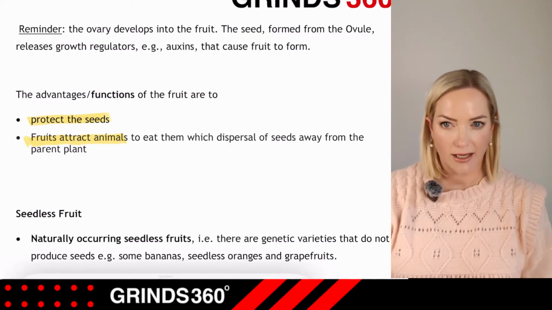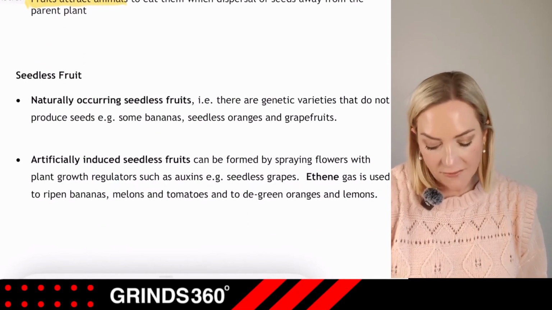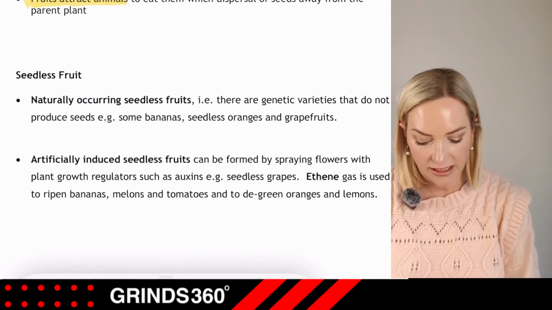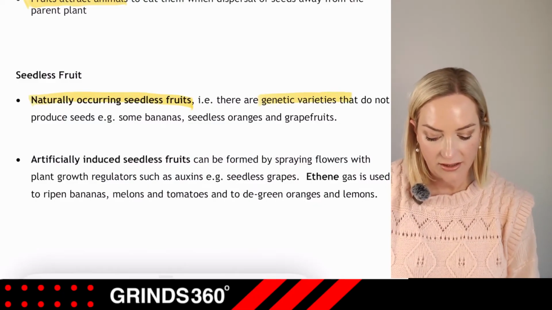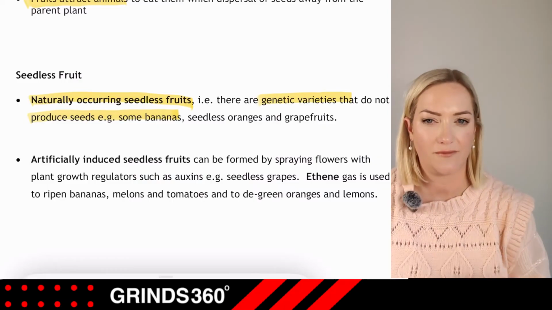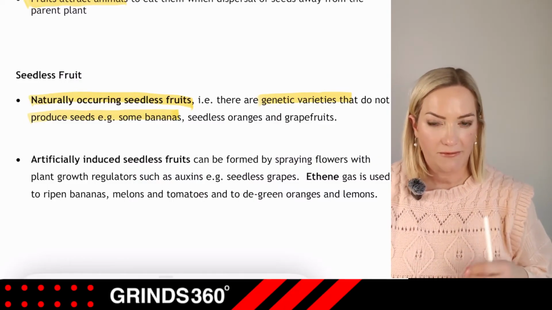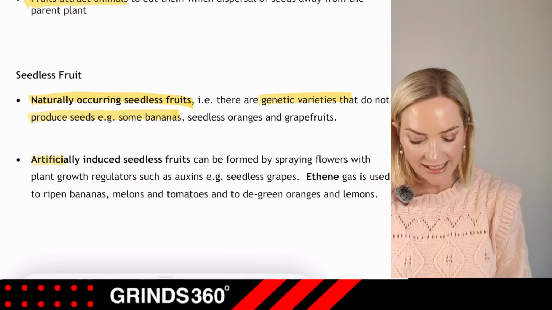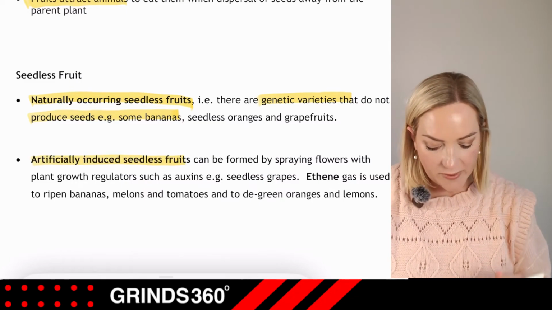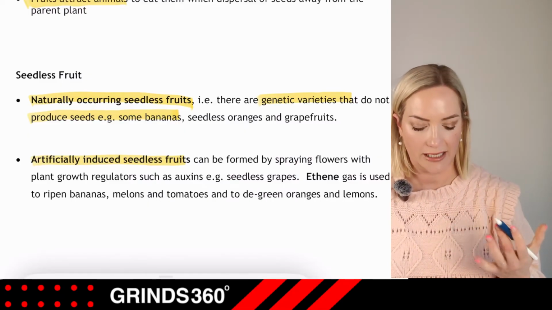So we're going to try and colonize new areas. Now, seedless fruits, these are naturally occurring seedless fruits, which means they are genetic varieties, so they do not produce seeds. Some examples are bananas, some grapefruits, some oranges. Artificially induced seedless fruits can be formed by spraying plants with growth regulators like auxin for your seedless grapes.